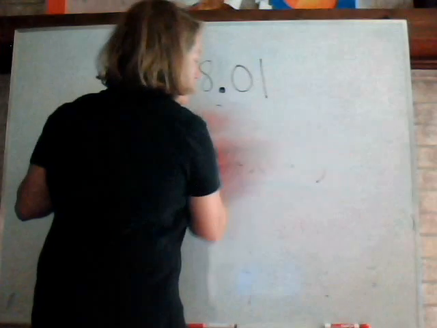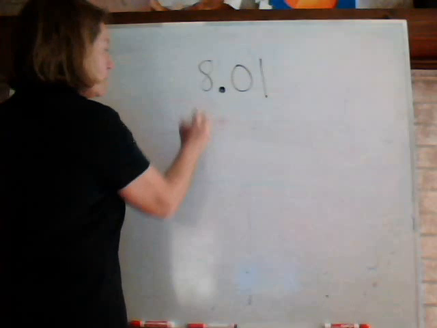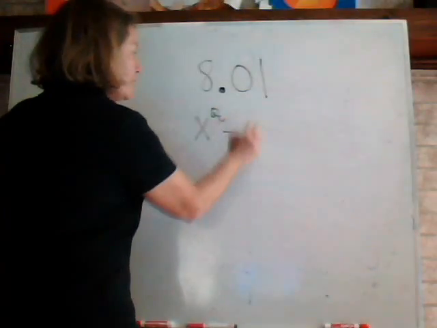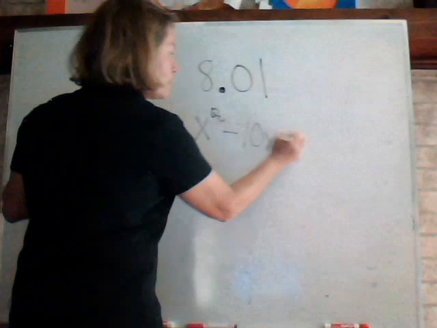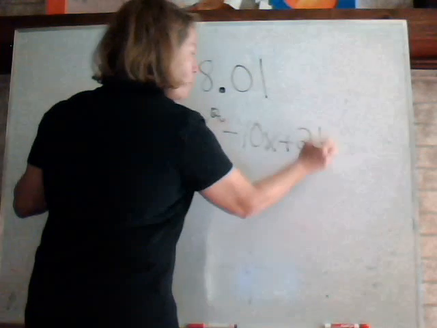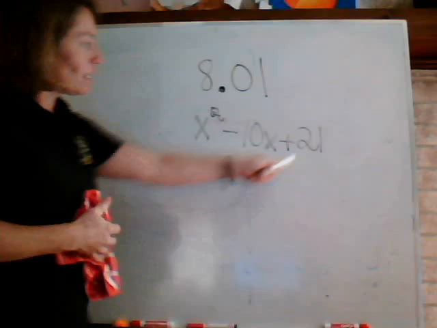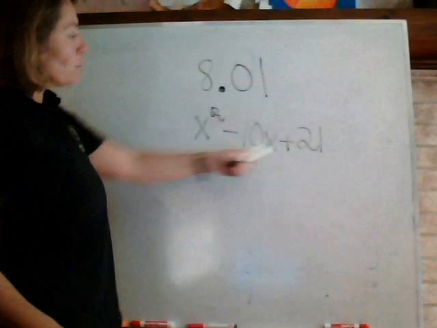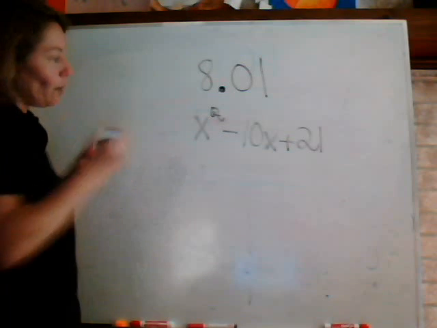Okay, let's try another combination. How about x squared minus 10x plus 21? Okay, there is one that has a back end that is positive. That means both signs are the same. They have to add to 10. What two numbers add to 10 but multiply to 21?